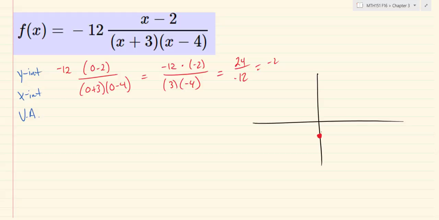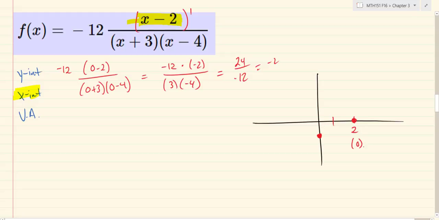Tell me about the x-intercepts. So the x-intercepts come from the numerator, positive 2, because that's what makes it 0. So at positive 2, I have an x-intercept. And tell me about that x-intercept. Tell me about its multiplicity. It's odd multiplicity, because this is x minus 2 to the first power. And so that means it's a pass-through. So I'm going to put a little O right there, meaning that's a pass-through.